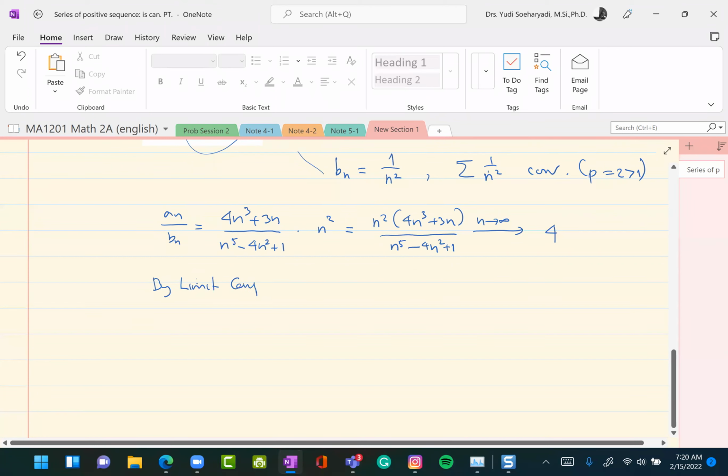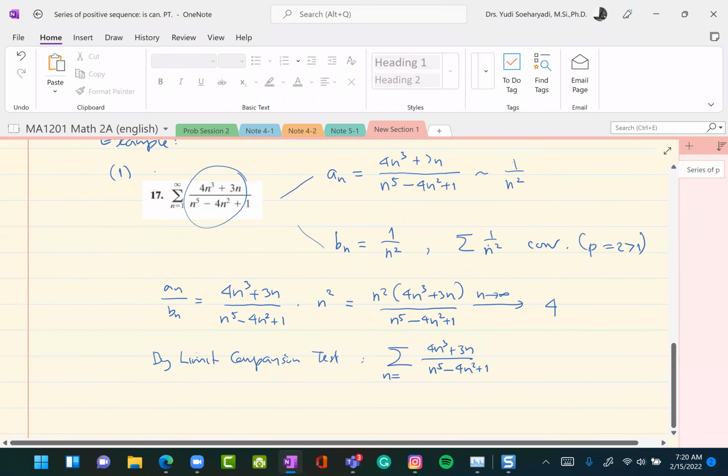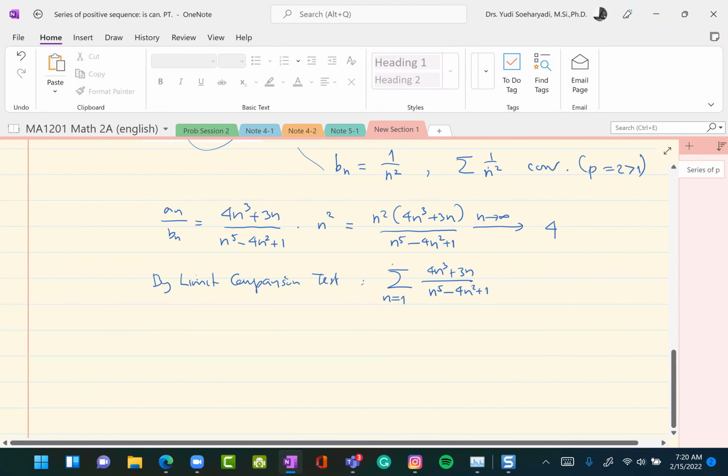Limit comparison. Whatever. And from this, this converges.